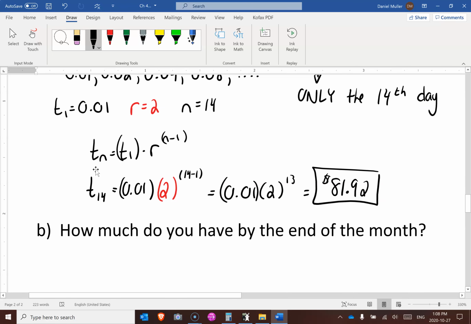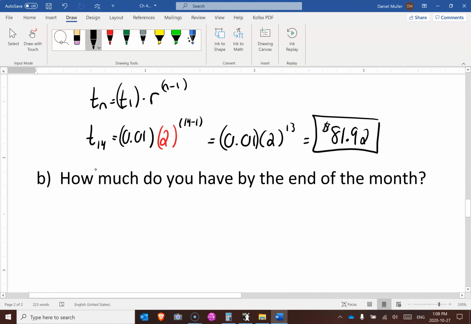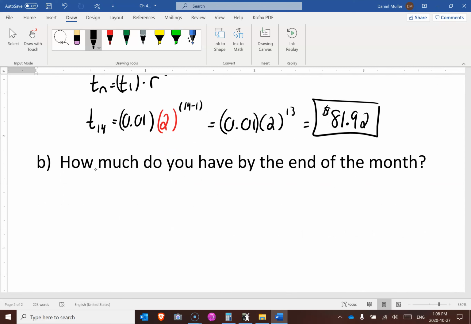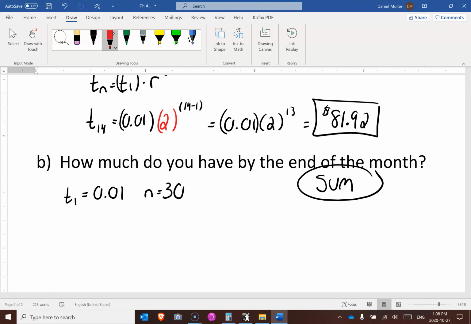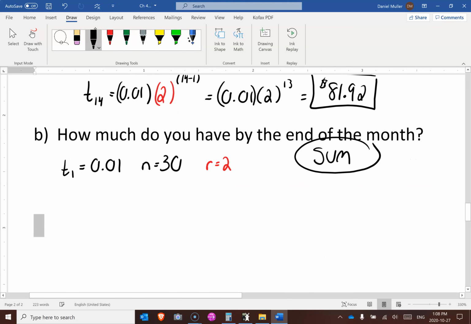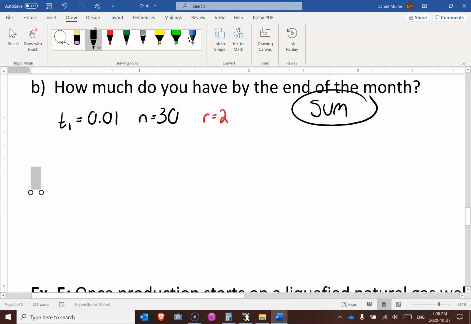Okay. But now it's asking how much do you have at the end of the month. So that would be a total. That would be a sum. We're looking for a sum question here. So I already have the stuff above. So term 1 is 0.01, and the number of terms is going to be 30, and well, my ratio is doubled, so it's always going to be 2. We're always timesing by 2. So now I can do the sum formula. So remember here, Sn is equal to T1, 1 minus R to the n, all over 1 minus R.